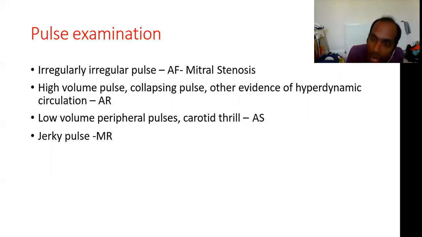So if you feel a high volume collapsing pulse, and a very hyperdynamic circulation like that, you know you are dealing with aortic regurgitation. ඇයි මේ aortic regurgitation එකේ collapsing pulse එන්නේ? Because in aortic regurgitation, blood is gushing into the aorta. Gushing into the aorta කියන්නේ there is a peak wave like that. So blood gushing in, and there's a peak wave like that.